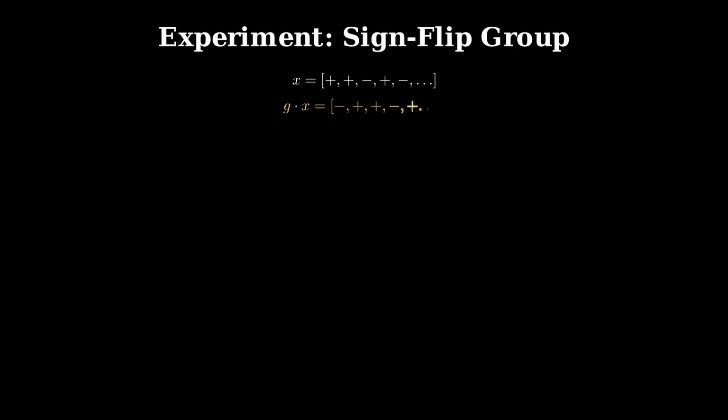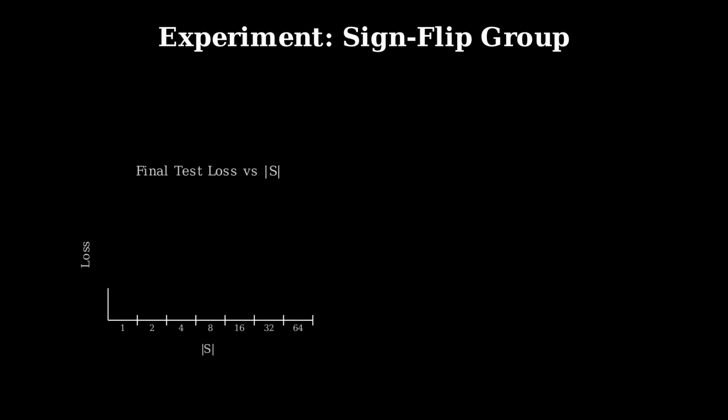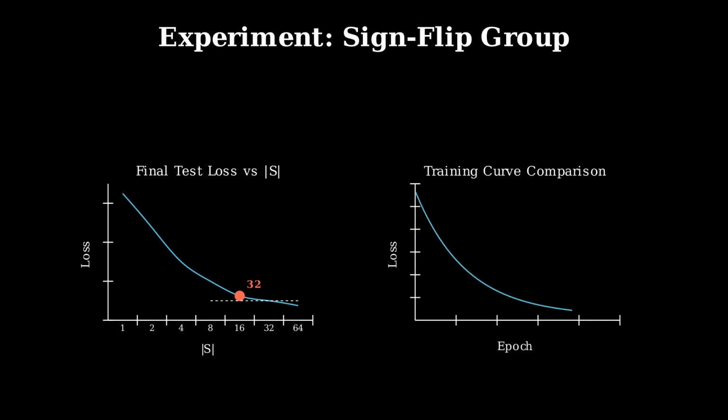Let's see a concrete experiment. Task: predict absolute value using a 3-layer ReLU net. The sign flip group has 2 to the 20 elements, about 1 million. The left plot shows test loss versus number of random sign flips used. Notice how loss drops sharply and plateaus around 32. The right plot shows loss over training epochs. Orange, using only 32 flips, closely tracks the blue full group baseline across all epochs. Key takeaway, just 32 elements from a group of 1 million gives excellent approximation, with a single random draw.